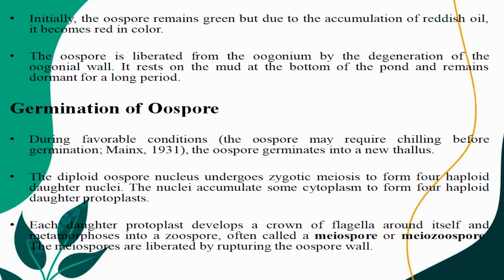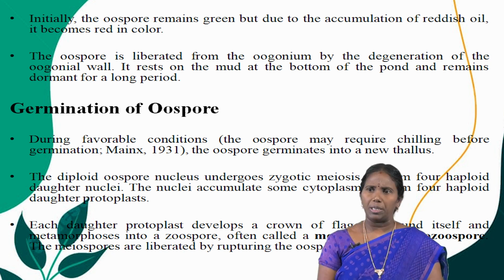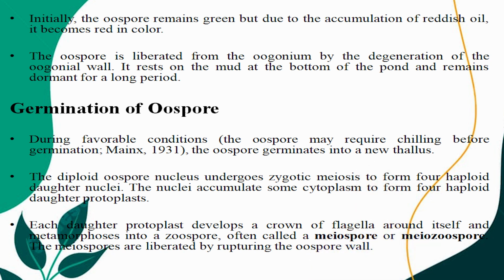Germination of zygote. During favorable conditions, the zygote germinates. The diploid zygote nucleus undergoes zygotic meiosis to form four haploid daughter nuclei. The nuclei accumulate some cytoplasm to form four haploid daughter protoplasts. Each daughter protoplast develops a crown of flagella around itself and metamorphoses into a zoospore, often called a meiospore. The meiospores are liberated by rupturing the zygote wall.